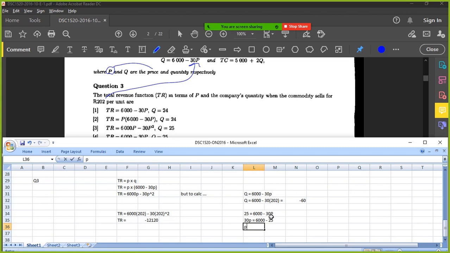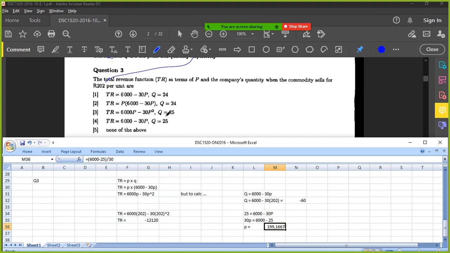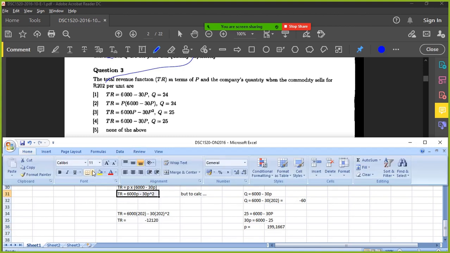So P would equal (6,000 minus 25) divided by 30. That gives me 199. Okay, that doesn't give me 202. So I don't think this option's correct, because here they're saying P, they're saying total revenue. That I agree with. That's fine.